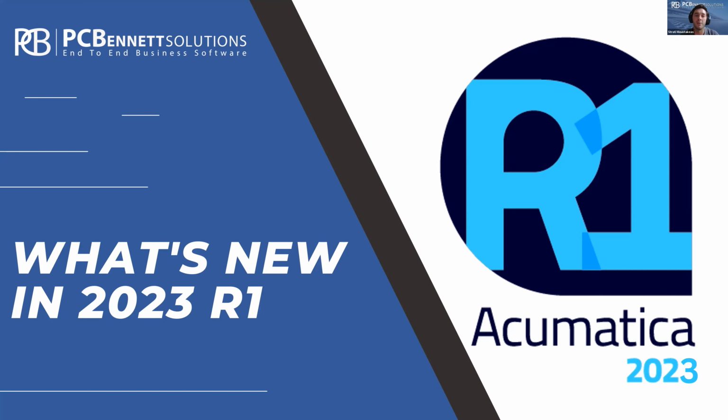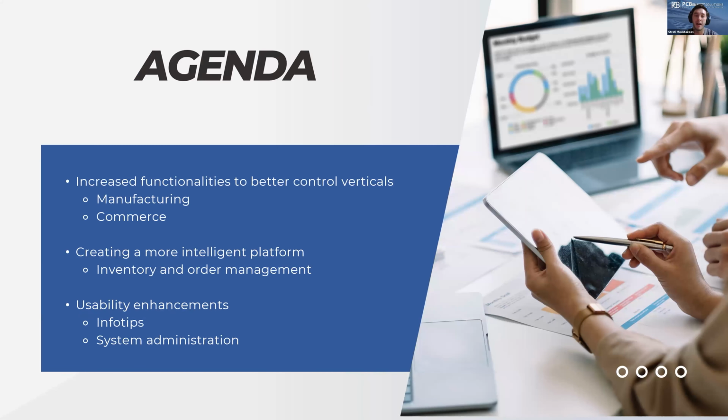During this webinar, we're going to dive into how Acumatica is enabling you to better control your verticals with specific examples in manufacturing and commerce. We'll then jump into how they are creating a more intelligent platform with a focus on inventory and order management. And then we're going to close out the call today with some final notes on specific usability enhancements like info tips and some system administration items as well.